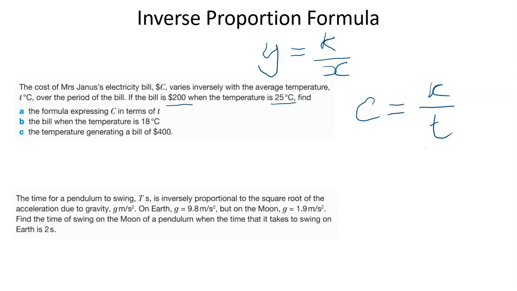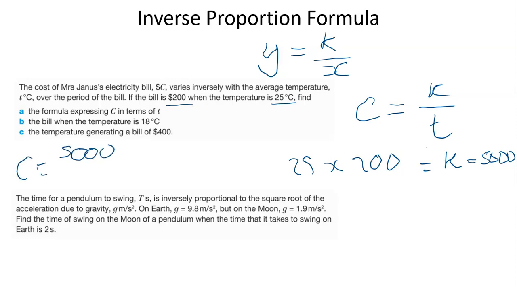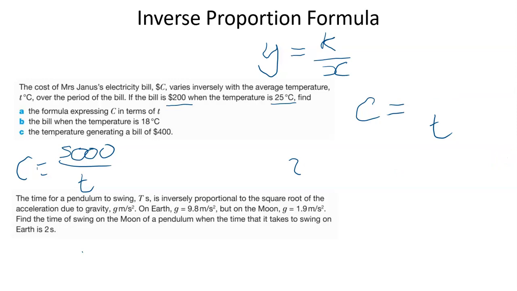So if the bill is 200 and the temperature is 25, then rearrange that. We're going to multiply by 25 and get rid of it there. So K is 200 times 25, which I presume, if we times that by 2, is going to be 50, so 5,000. Okay, so the formula that they want is C equals 5,000 divided by T. So just erase this. Obviously, you wouldn't in an exam, but you'd have more space in an exam. Don't destroy your working out.